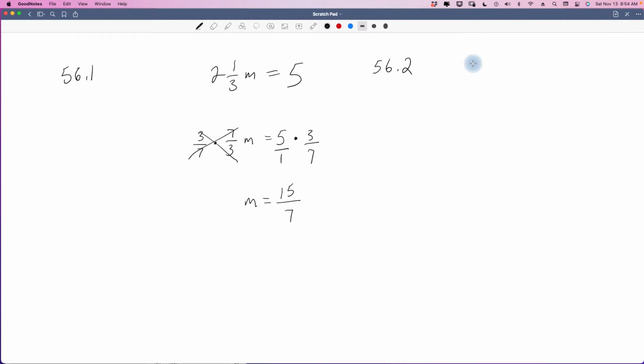All right, see, this is why mixed numbers stink. This is ugly. 3 1/2 times k equals 4 1/5. What the heck are you supposed to do with that? That's just a bunch of gobbledygook. So let's put it into something that we can understand. 3 times 2 is 6, plus 1 is 7. So 7/2 k equals 4 times 5 is 20, plus 1 is 21.